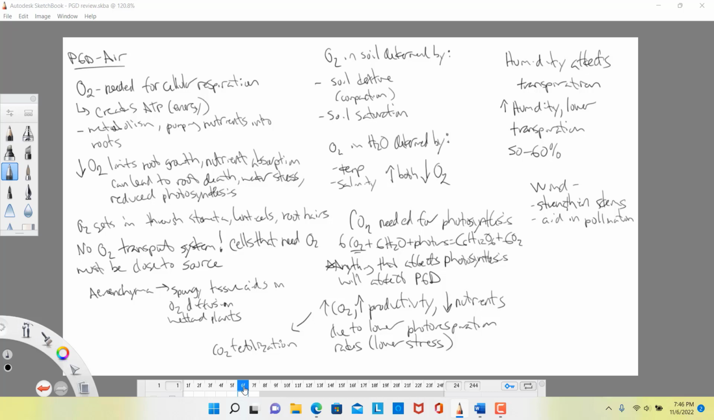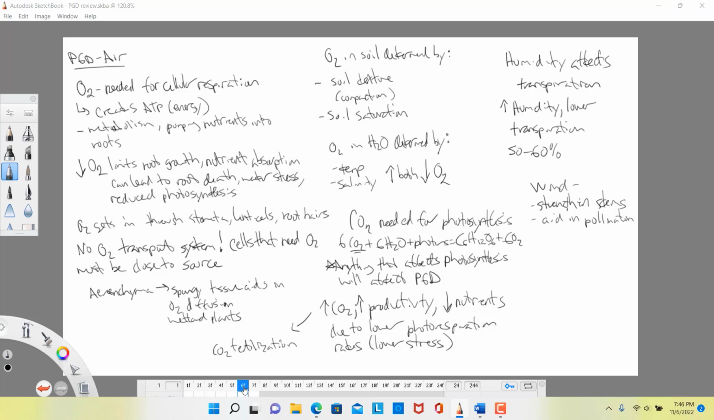So a lack of oxygen is going to limit your root growth. It's going to limit your nutrient absorption. It can lead to root death, water stress, and reduced photosynthesis. Right? And I talk about roots mostly because that's where you're going to see your oxygen deficiency. Oxygen is abundant in the atmosphere. It's about 21% of our atmosphere, but it's not as abundant in the soil.